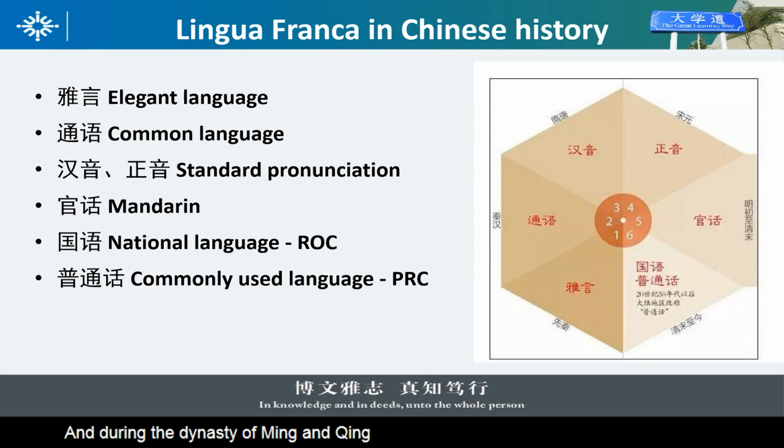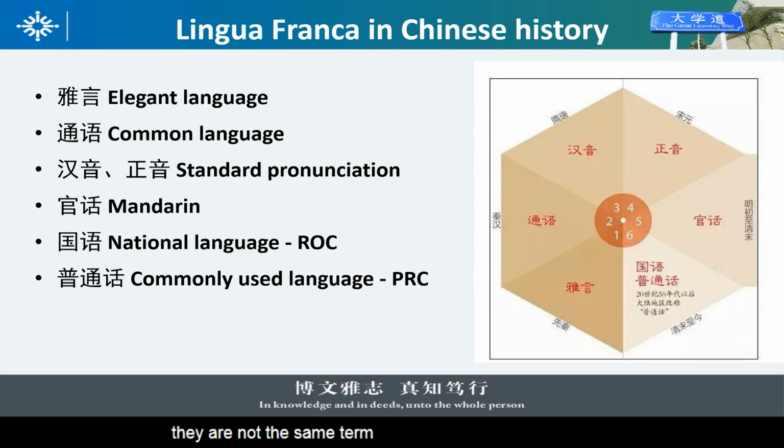And during the dynasties of Ming and Qing, it was called Guanhua, the Mandarin. That is the common term we still use nowadays. And later, during the Republic of China, such things were called national language, 国语. And after the 1950s, a new standard was established called 普通话, the commonly used language of the People's Republic of China. And by the way, 国语, the national language, is still used nowadays in the Taiwan region.